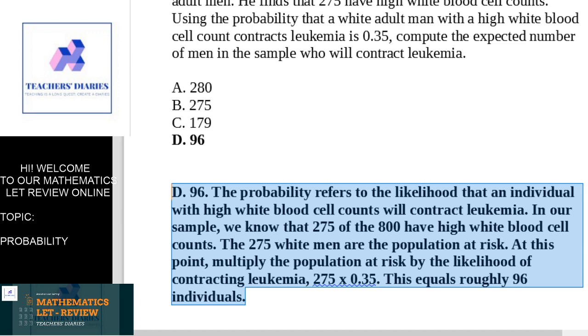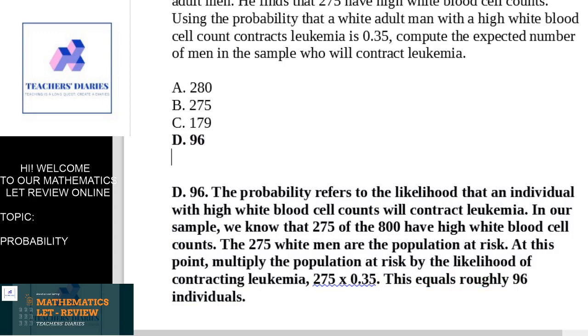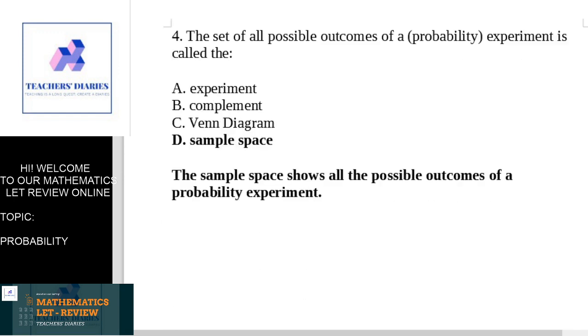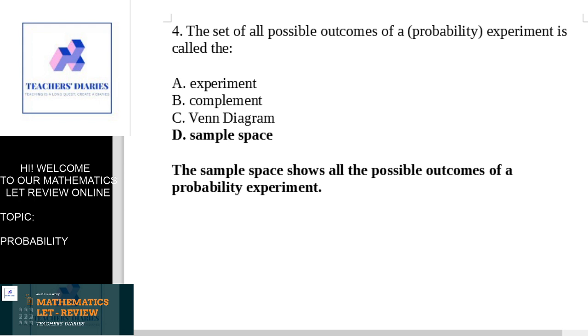Since the answer is roughly 96, then we choose 96. Okay. Now let's proceed to number 4. The set of all possible outcomes of the probability experiment is called the blank. The answer is sample space, because the sample space shows all the possible outcomes of a probability experiment.